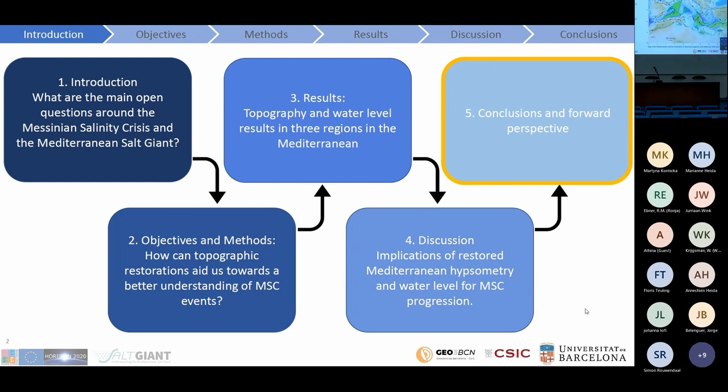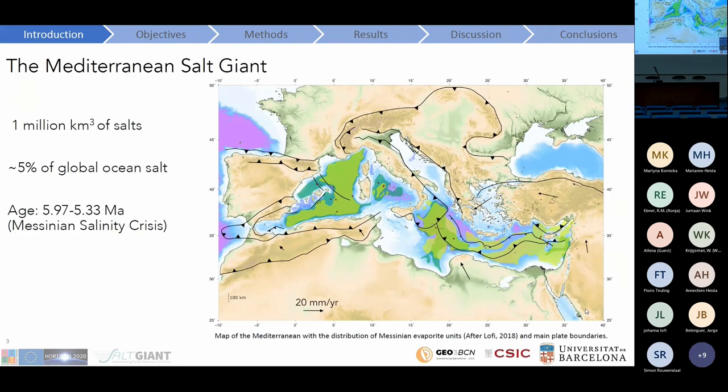future lines of research. So the Mediterranean salt giant is a huge suite of evaporite deposits that cover most of the Mediterranean basin, where it has been estimated to contain 1 million cubic kilometers of salt, and represents upwards of 5% of the global ocean salt budget. These deposits were deposited during a period known as the Messinian salinity crisis, which took place between 5.97 and 5.33 million years ago.